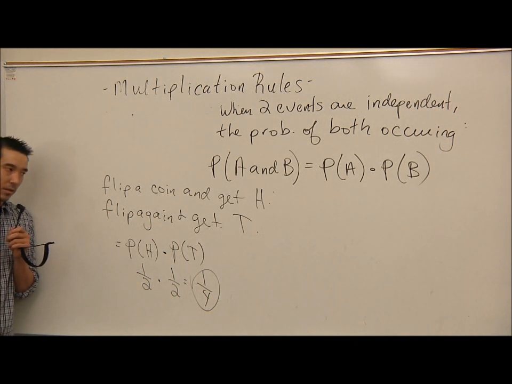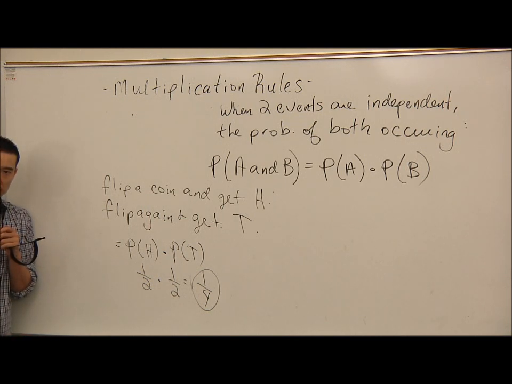Okay? Now let's say I come to you and I say, you know what, I don't believe this rule. I don't think it's right. Is there another way that you could show me that the probability of getting a head and then flipping again and getting a tail is equal to 1/4? What's another way you could show me that? Sample space. Sample space. Awesome. What would the sample space look like for this?